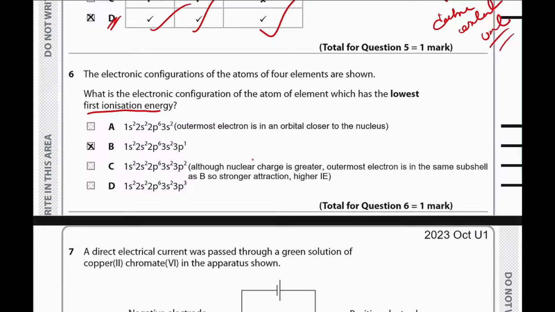Now, in order to identify this, we need to check out all of the electronic configurations right here. Look, if you check out right here, the outermost electron is in an orbital closer to the nucleus. Among the four of them, we can clearly see this is the closest towards the nucleus. So as a result, we can say the force of attraction between the nucleus and this electron will be the highest, and instead of the lowest, it's going to require the highest first ionization energy. So yeah, A is not the correct answer.